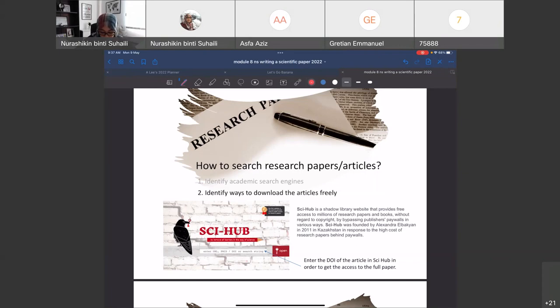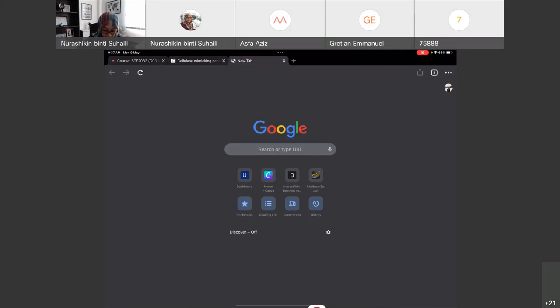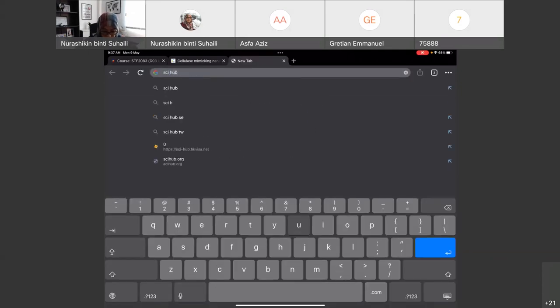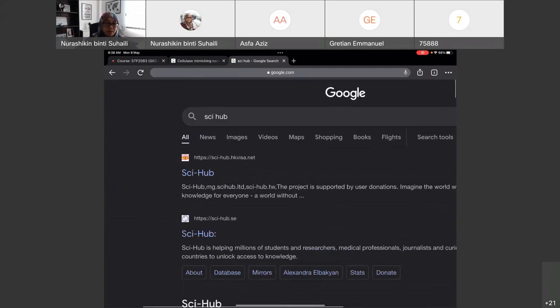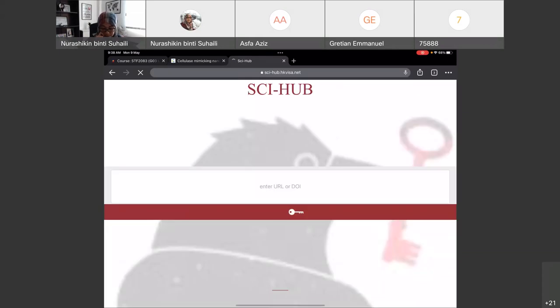Okay, what is Science Hub? Let's have a look at it. It's a shadow library website that provides free access to millions of papers. This is one of the important research hacks. So you must know Science Hub. So how do you get the paper just now? You go to Science Hub. How to go to Science Hub? Sometimes the link of the Science Hub website always changes, so you have to Google it every time. Maybe you can try the first option here. So you go to here.